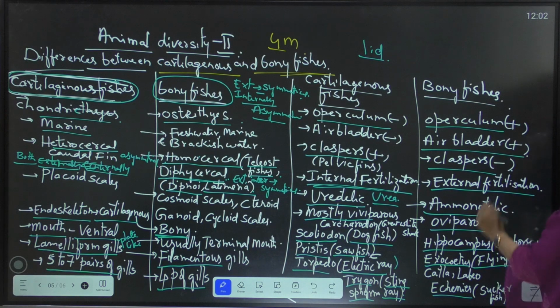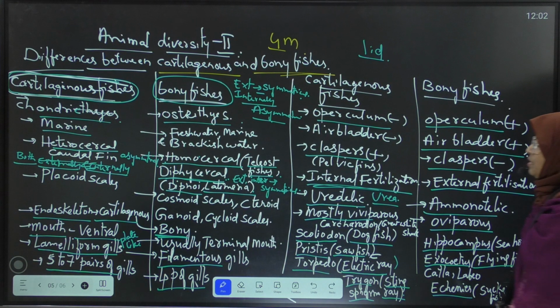Once again, the examples of bony fishes. Hippocampus, seahorse; Exocetus, flying fish; Katla katla, Labeo rohita, Cirrhinus mrigala, Indian major carps, freshwater fishes; and Echeneis, sucker fish.